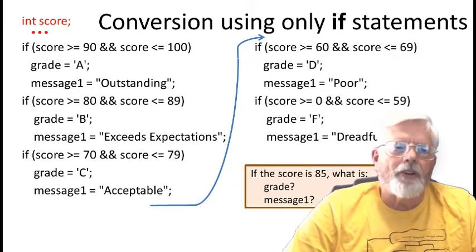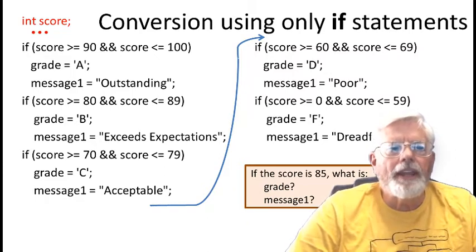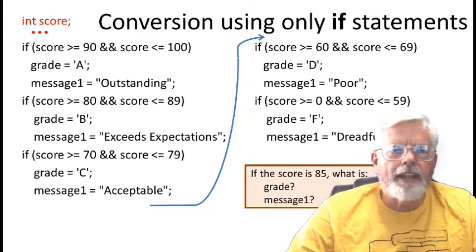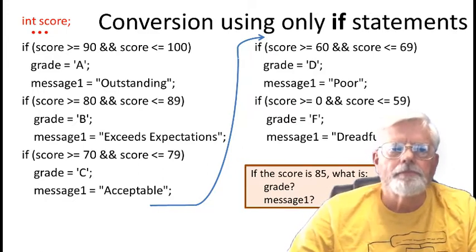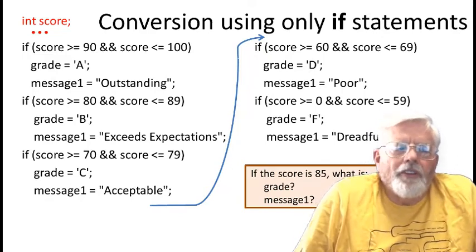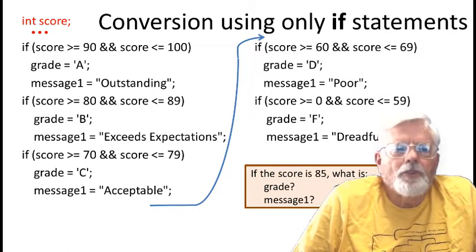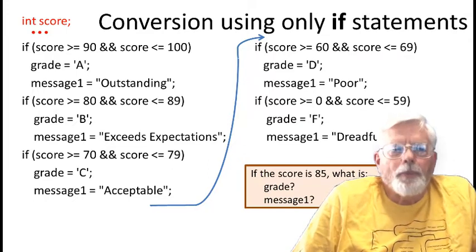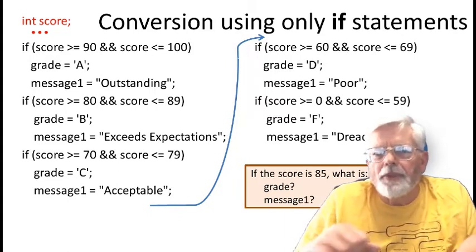If score is greater than or equal to 90 and score is less than or equal to 100, grade equals A, message 1 equals outstanding. If score is greater than or equal to 80 and score is less than or equal to 89, grade's B, message 1 equals exceeds expectations. Actually, I want to run this program. I'm going to put it in just like the way it is and just see what happens.